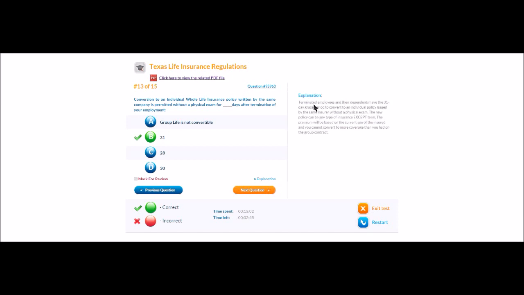Terminated employees and their dependents have the 31 days grace period to convert to an individual policy issued by the same insurer without a physical exam. The new policy can be any type of insurance except term. The premium will be based on the current age of the insured, and you cannot convert to more coverage than you had on the group contract. So the correct answer is B31.